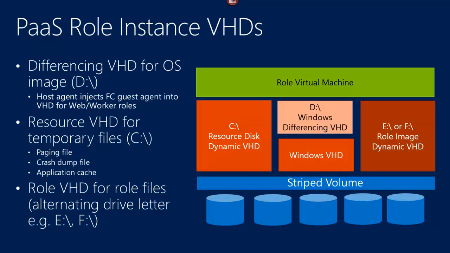Then there's a Windows VHD, which is a standard base VHD with a differencing VHD on top of it, which allows multiple VMs to share the same base. And then we've got your role, which is also a VHD, and that's going to be drive E or F depending on your updates. All of these VHDs are sitting on that stripe, along with the VHDs of other VMs that are on that same server.